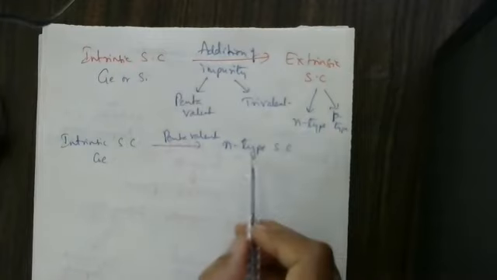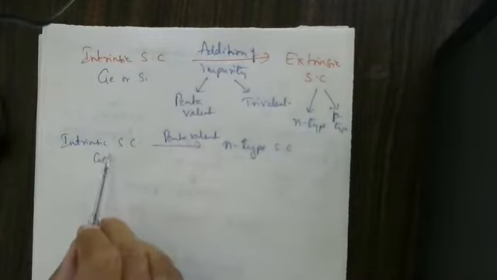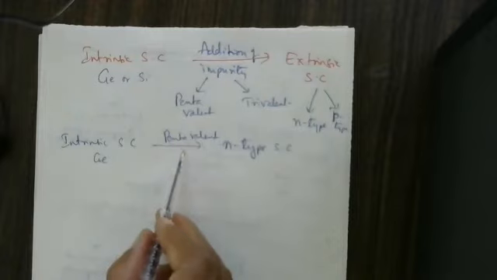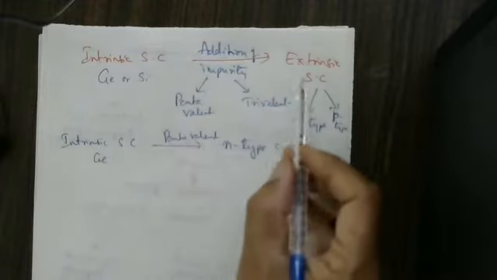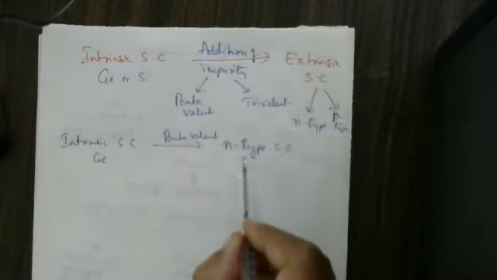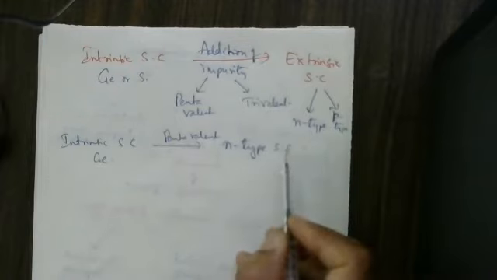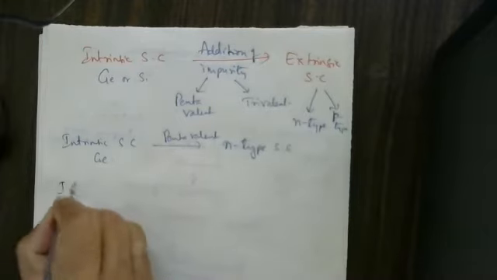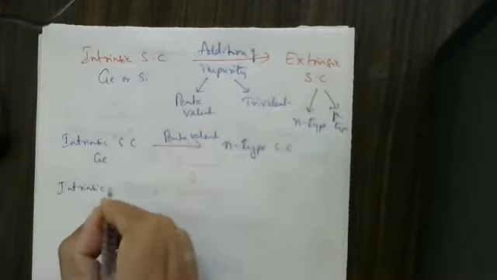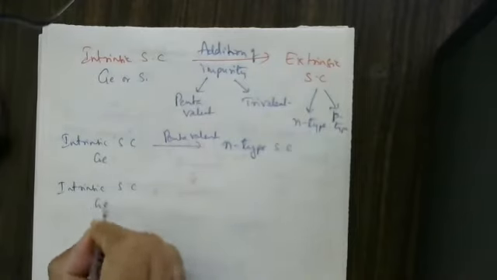How to get N-type semiconductors? To an intrinsic semiconductor, we are adding a pentavalent impurity. Then we are going to get an extrinsic semiconductor called the N-type semiconductor. Now, let us consider an intrinsic semiconductor, either germanium.